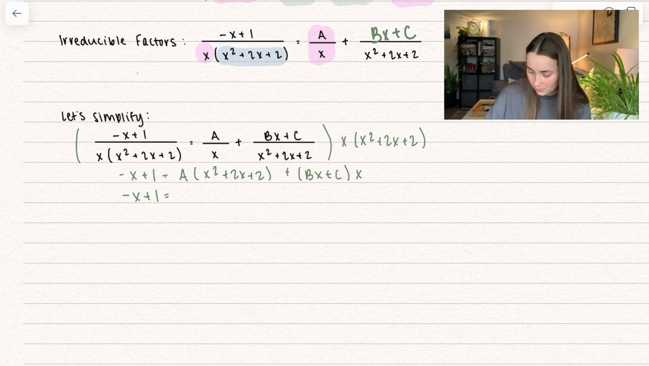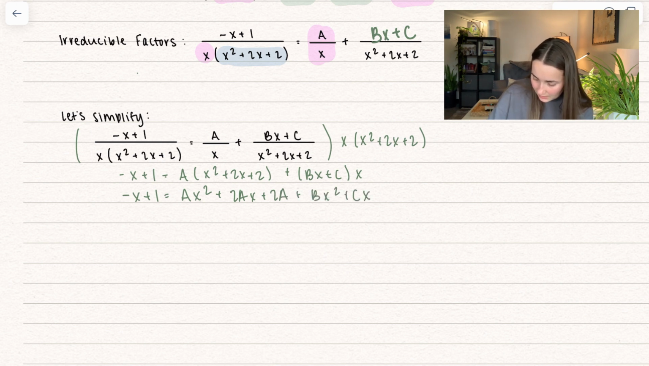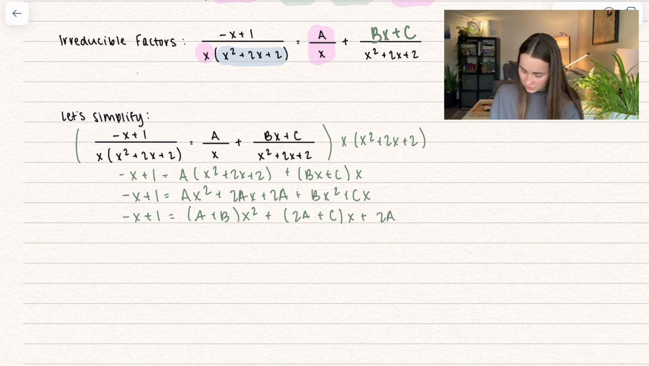So let's go ahead and simplify this. If I multiply that a through, I get ax squared plus 2ax plus 2a. And then over here, we get plus bx squared plus cx. So now let's go ahead and combine common terms. We're going to combine our x squared. So we have a plus b x squared. And let's combine our x's, 2a plus c times x. And then our scalars, it looks like we just have a 2a.